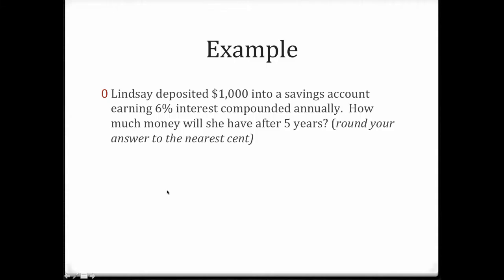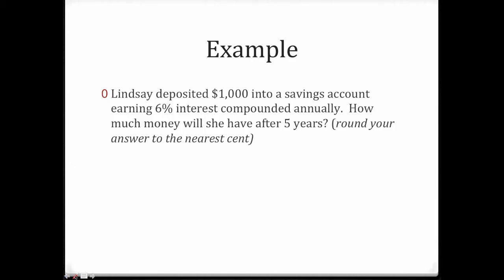So here's our next example. Lindsay deposited $1,000 into a savings account. She earned 6% interest compounded annually. How much money is she going to have after 5 years? And I want you, of course, to round to the nearest cent because that's all we have. So take a second and figure out how much money Lindsay's going to have.